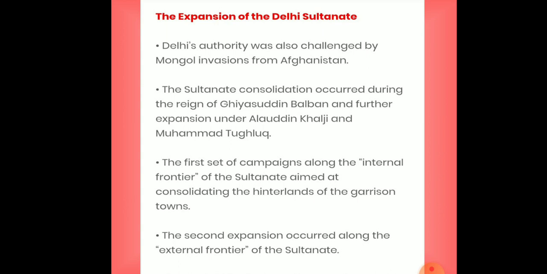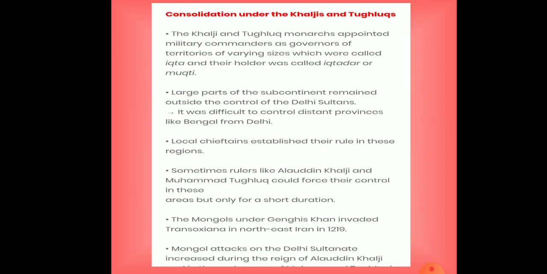The second expansion occurred along the external frontier of the Sultanate. So this is how, externally and internally, the Delhi Sultans tried to expand their empire. Next, we have consolidation under the Khiljis and Tughlaqs. The Khilji and Tughlaq monarchs appointed military commanders as governors of territories of varying sizes, which were called Iqta. So Iqta means territories of varying sizes during the time of the Khiljis and Tughlaqs.